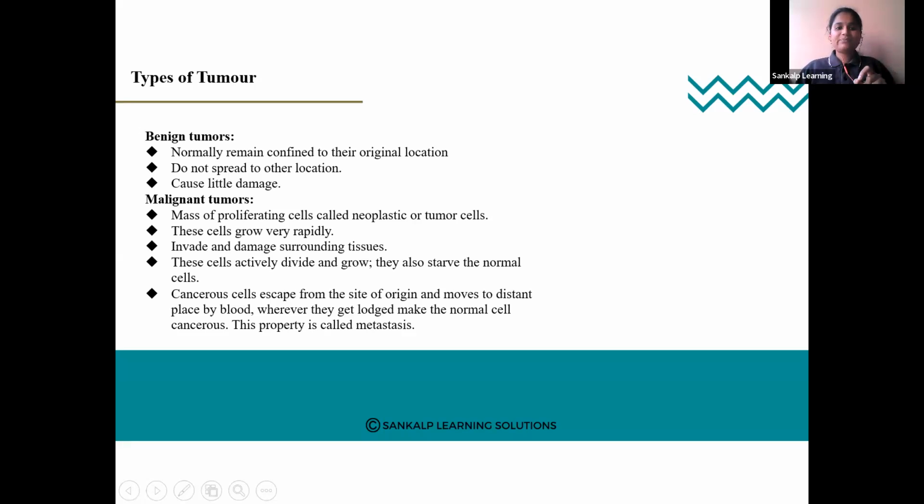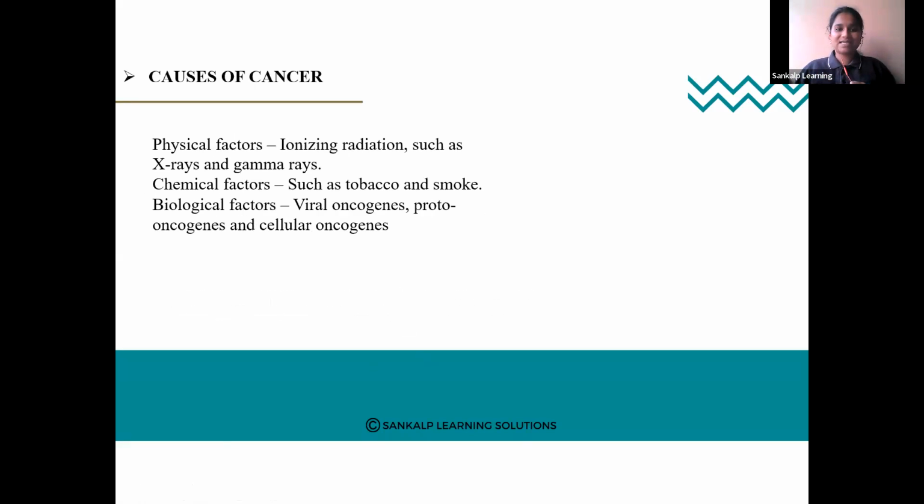Cancerous cells escape from the site of origin and move to distant places by the blood. Wherever they get lodged, they make the normal cells cancerous. So that property is called metastasis. These cancer cells will flow along with the blood and they will affect the normal cells, and they make the normal cells cancerous cells. This property is called metastasis.